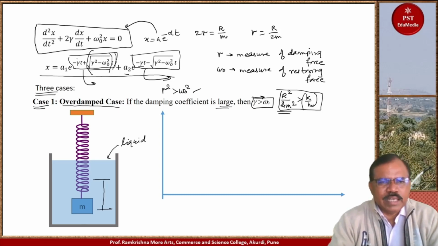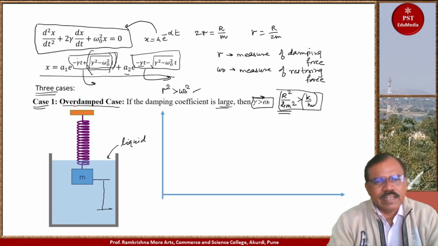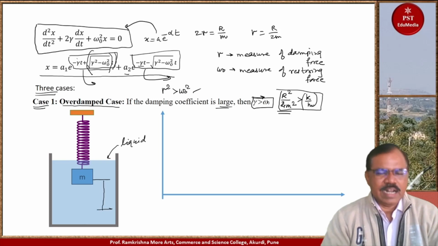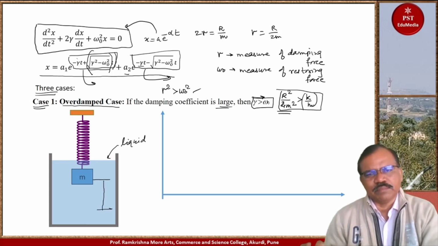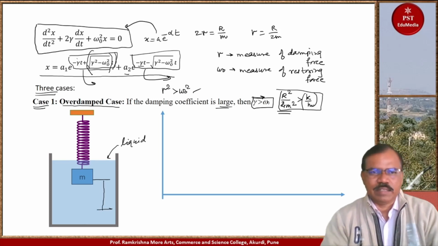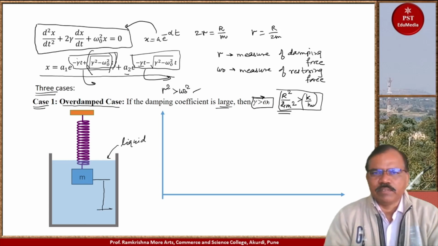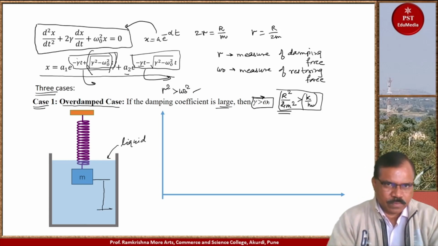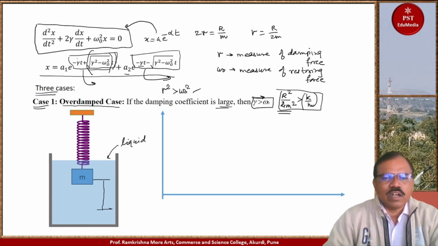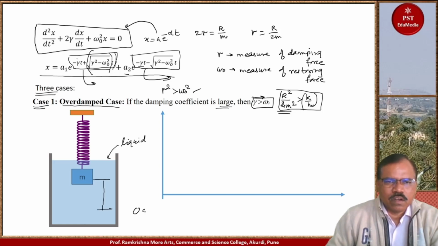So what happens if we extend and release? The oscillator will move towards the equilibrium position, and finally it will come to rest at the equilibrium position after a very long time t. It will not cross the equilibrium position. So oscillations are not possible here.